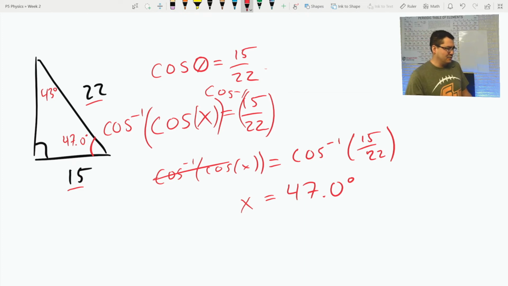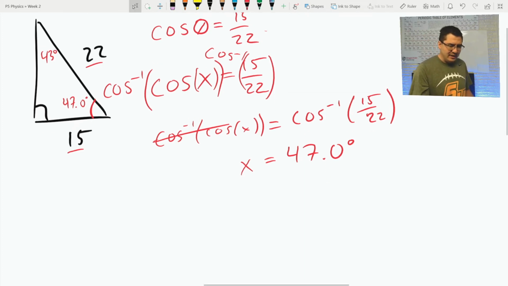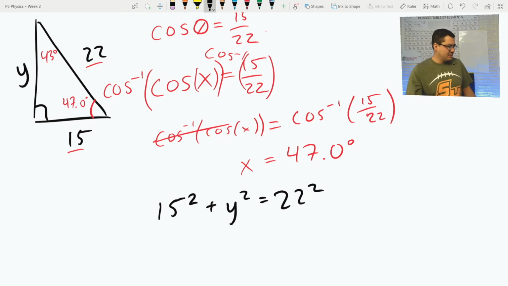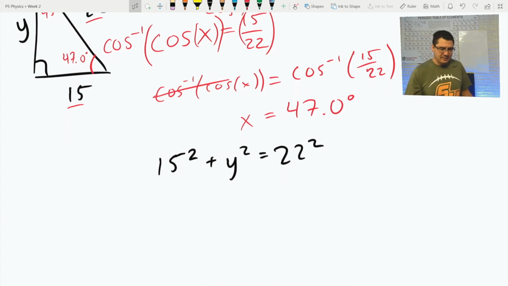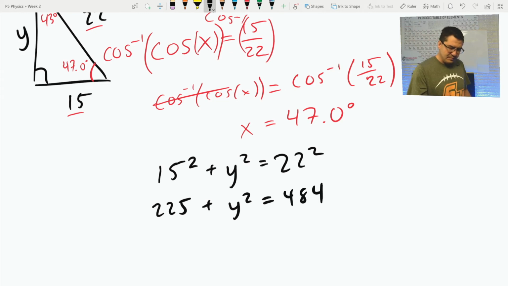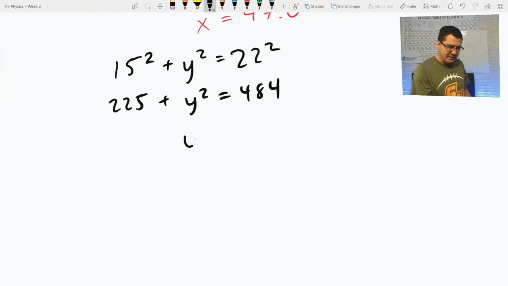And then the last side, let's use the Pythagorean theorem. I've been avoiding it. A squared plus b squared equals c squared. So 15 squared plus, we'll call this y, y squared equals the hypotenuse squared. Short side squared plus short side squared equals the long side squared for a right triangle. 225 plus y squared equals, what's 22 squared? 484. Subtract off 225.